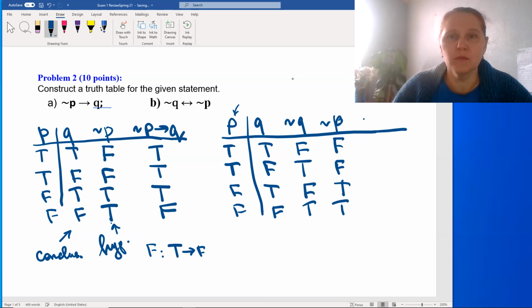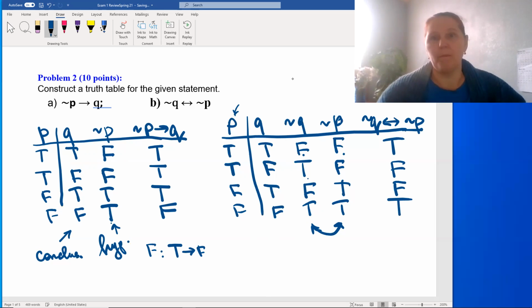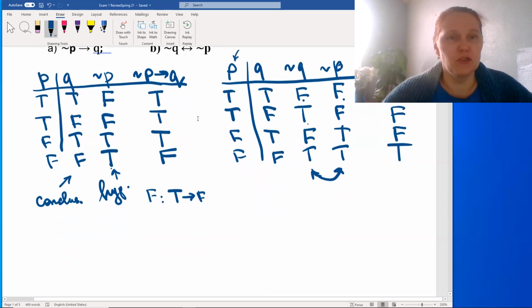And the last column, not Q if and only if not P. So if and only if is true when both on the right and on the left truth values are the same. For example, in the first line, we have false and false. They are the same, biconditional is true. In the second line, we have true, false. They're different, biconditional false. Third line, false, true, false. Last line, both are true, so they're the same, biconditional is true. Okay, so you will fill out one of such tables.